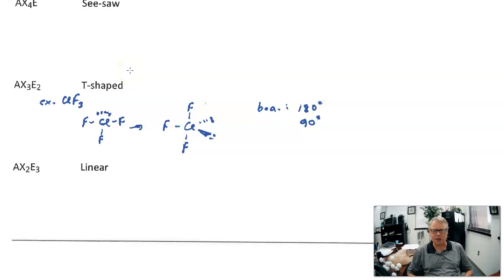An example of an AX3E2 here would be chlorine trifluoride. It's a covalent compound, two nonmetals there. Side note, this is just seriously nasty stuff. You don't ever want to mess with this one right here. This is a more powerful fluorinating agent than fluorine gas. I'm not sure you know enough chemistry to fully appreciate what I just told you.